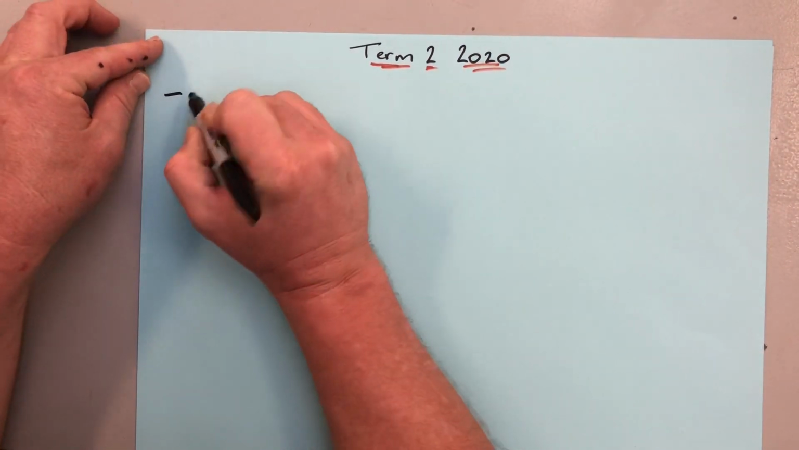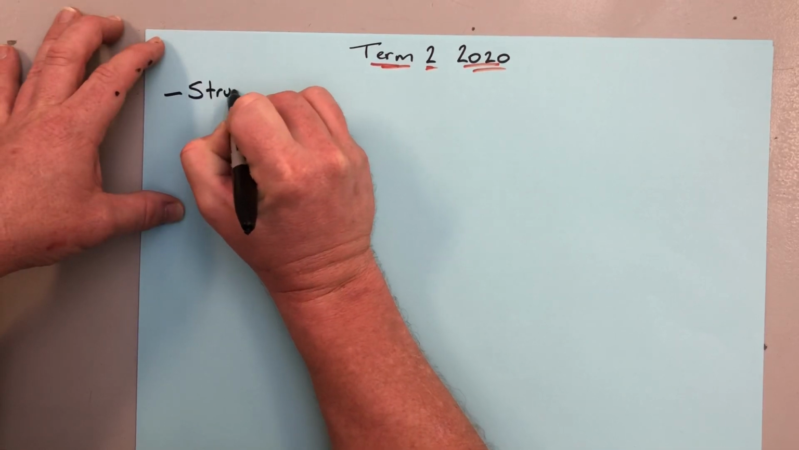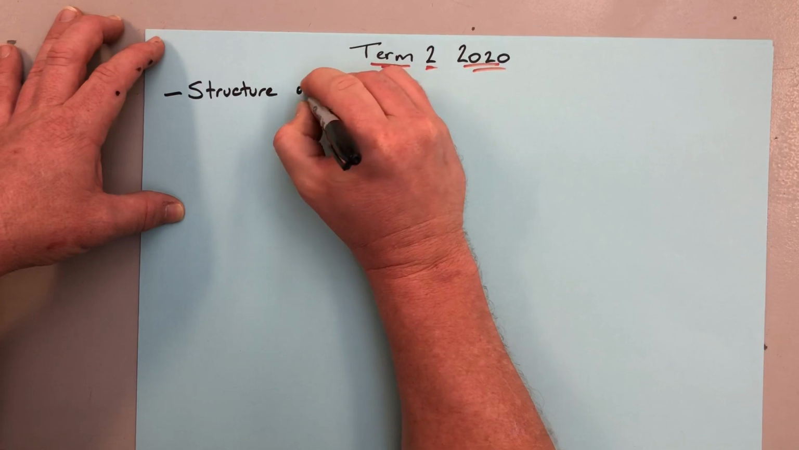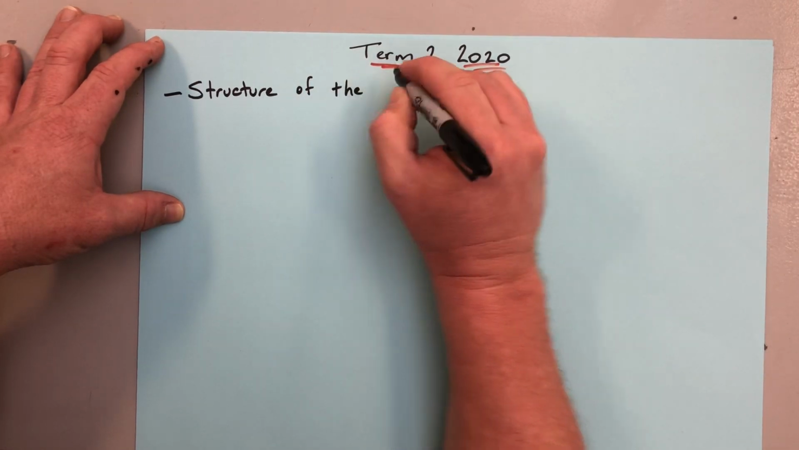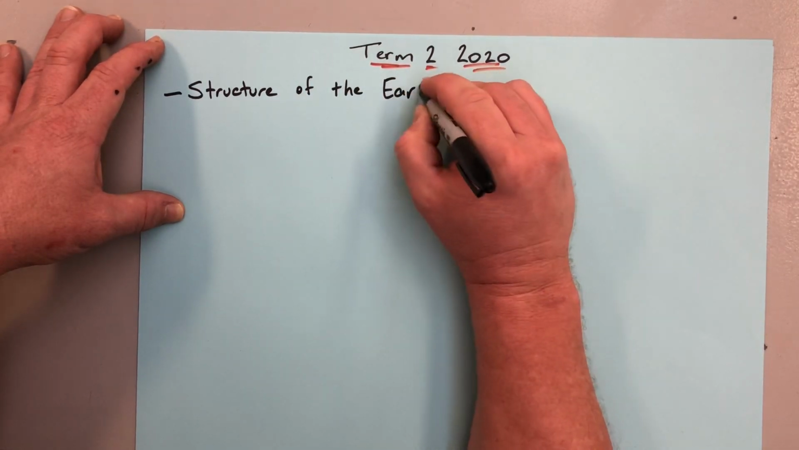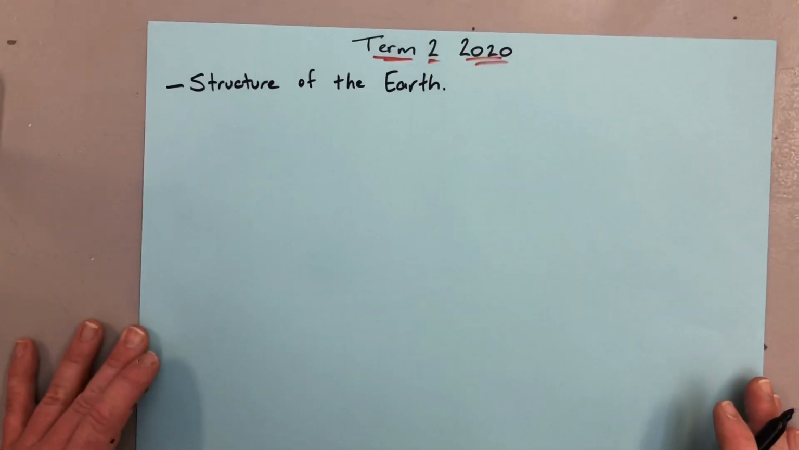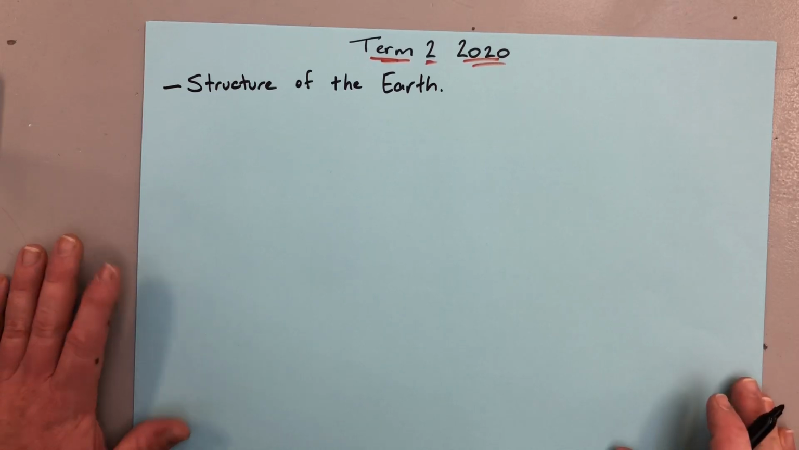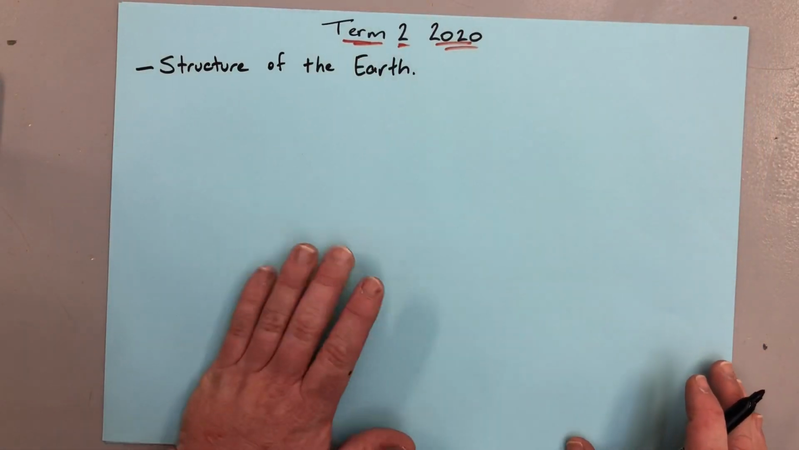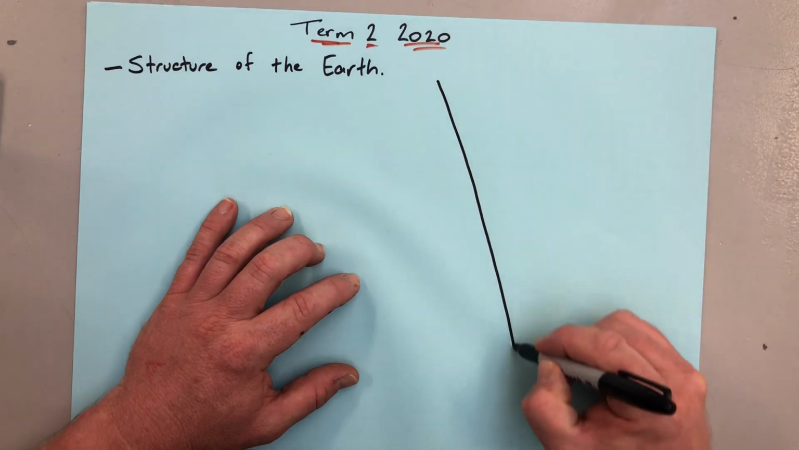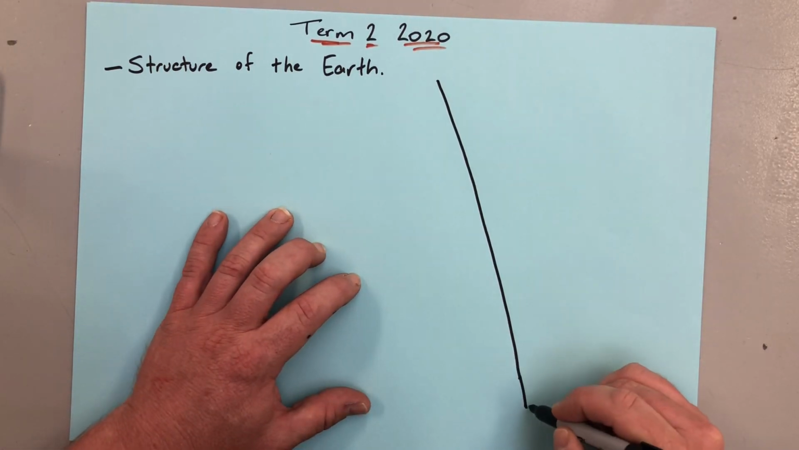So first little note, structure of the Earth. That's your heading. When we're thinking about the structure of the Earth, we're really thinking of the layers of the Earth. And for that, we're going to draw a nice big diagram. So I'm going to start with a nice big V section.